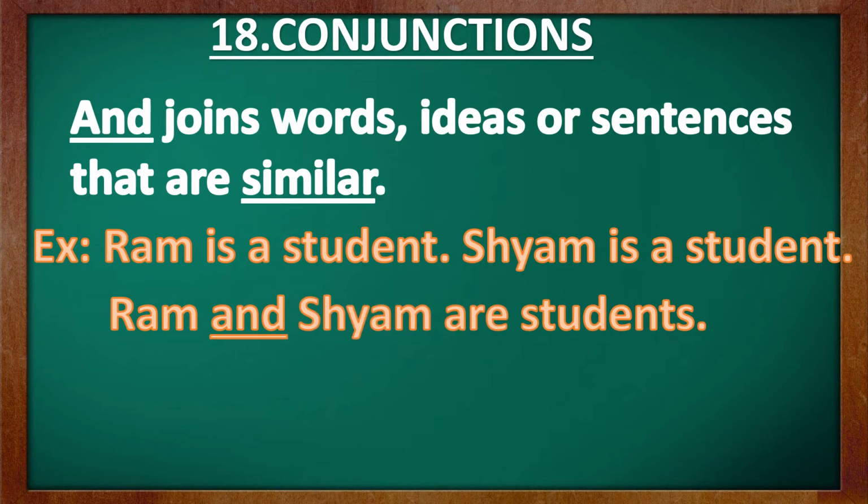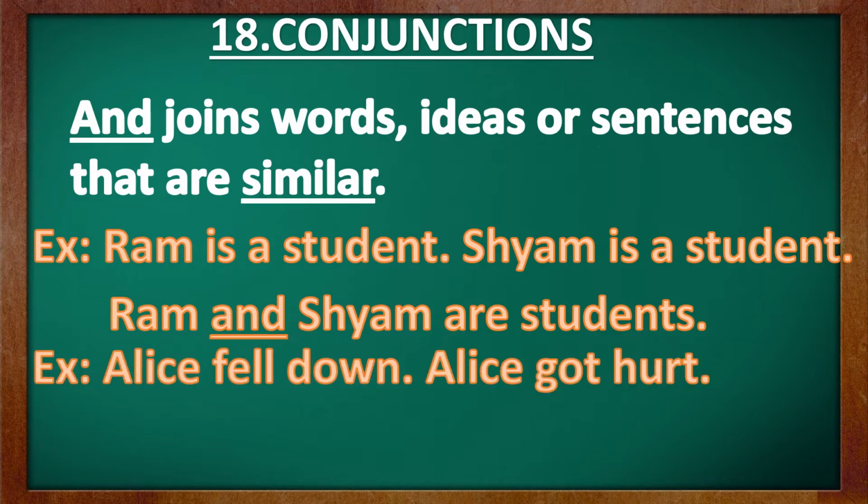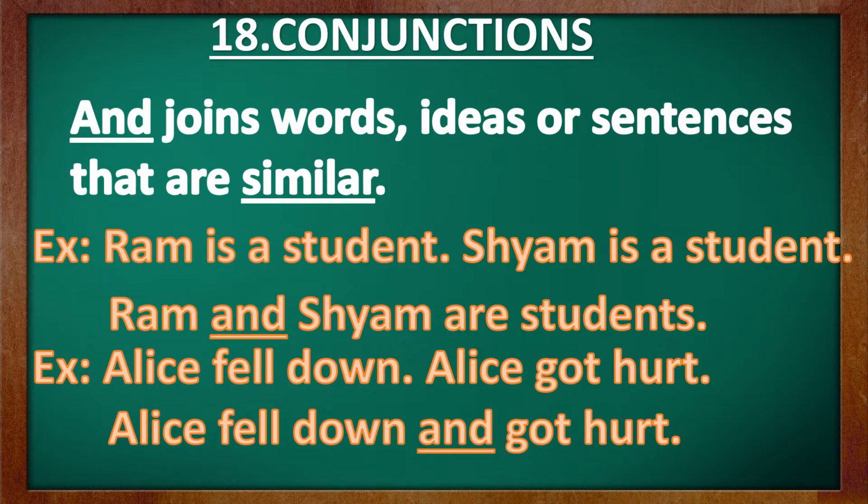Let us understand one more example. Alice fell down, Alice got hurt. These are two different sentences. We join them together with the help of and. Alice fell down and got hurt. So, and helps to join any two words, ideas or sentences that are similar in nature.